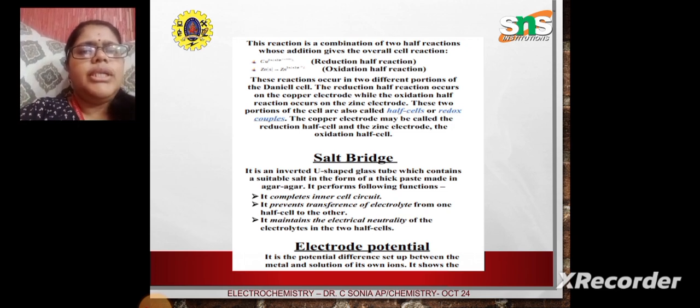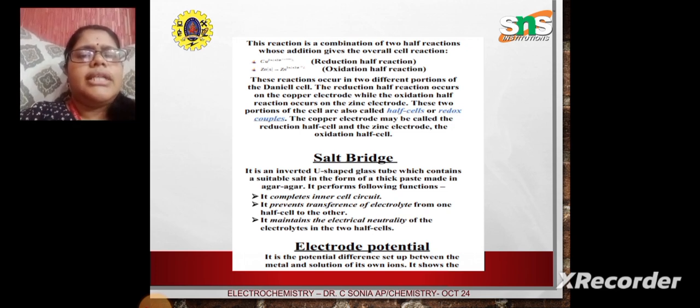Next is the salt bridge. We have already seen the salt bridge. It is a U-shaped glass tube which consists of KCl with agar-agar. This glass tube consists of a suitable salt in the form of a thick paste made with agar-agar. It performs functions such as completing the inner cell circuit, preventing transference of the electrolyte from one half cell to the other, and maintaining the electrical neutrality of the electrolyte in the two half cells. So it plays a very major role in the construction of the cell.